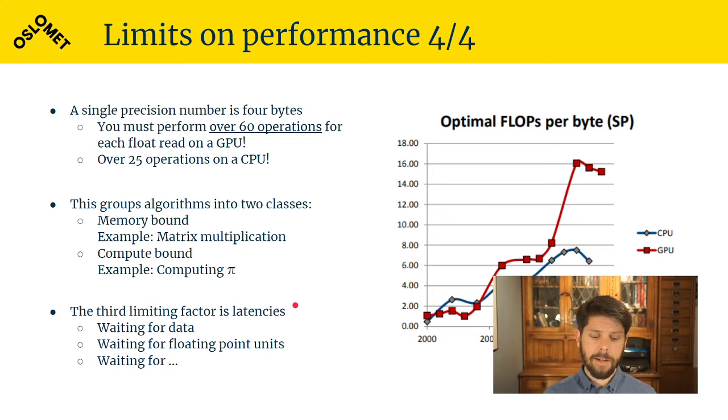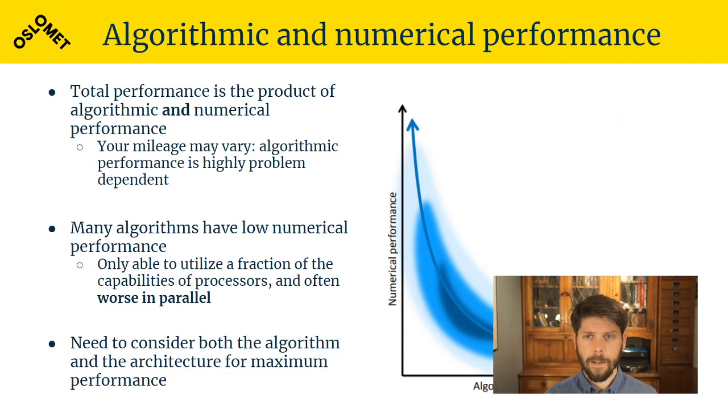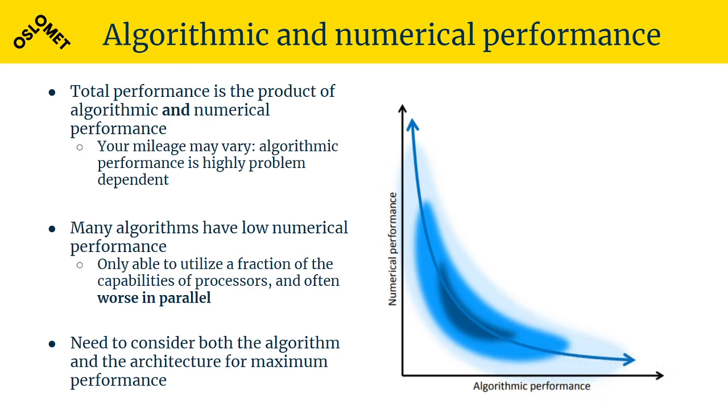Now, a third limiting factor is actually the time spent waiting for data, the latencies. As I've said previously, waiting for data is quite important on GPUs and CPUs, and waiting for floating point units and waiting for other things that are not available at the time on your processing unit. So, in essence, if you're looking at an algorithm, you have to think about the total algorithm and the total way it works on a processor. You cannot just think about the algorithm itself or the processor by itself.